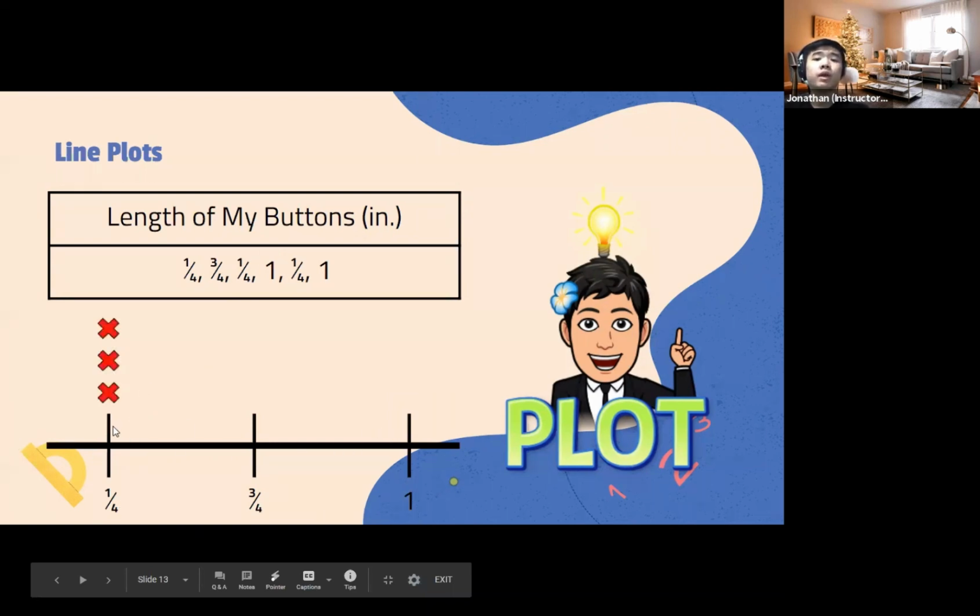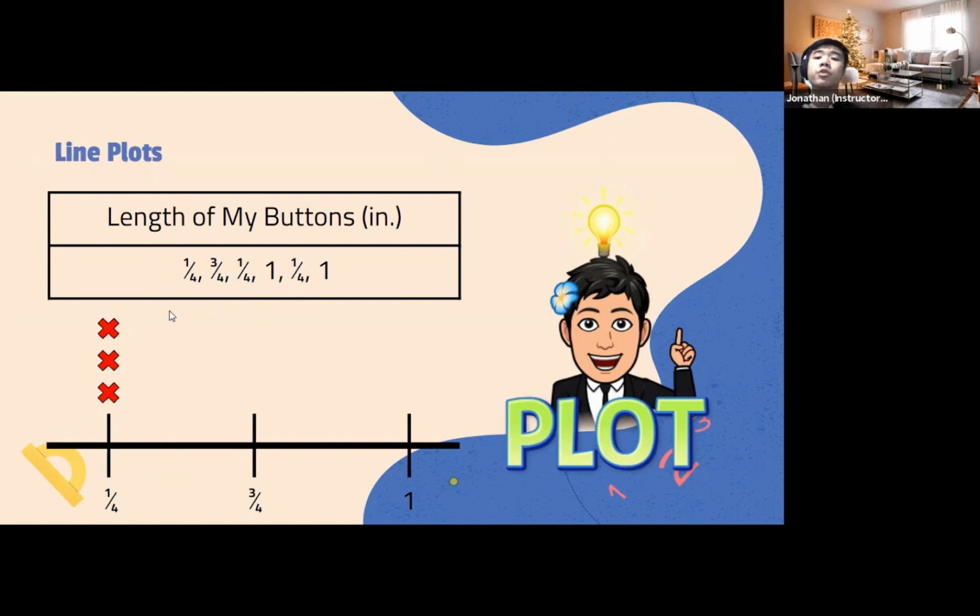So I plot down how many of each I have. Let's count the 1/4. I have 1, then I have 2, and 3. I have 3 buttons of 1/4 inch. So I put, at 1/4, 3 X's or 3 check marks, whatever symbol you want here. I just put X's because they look cool.